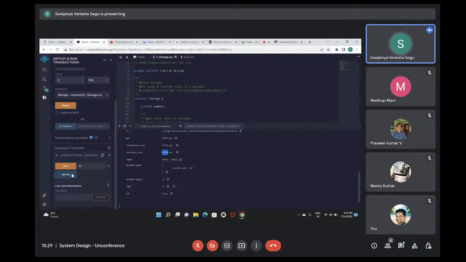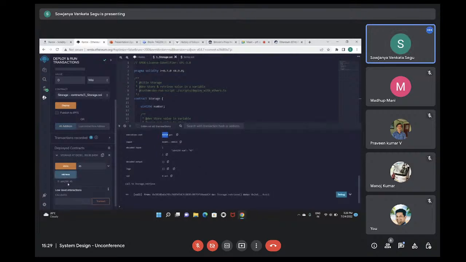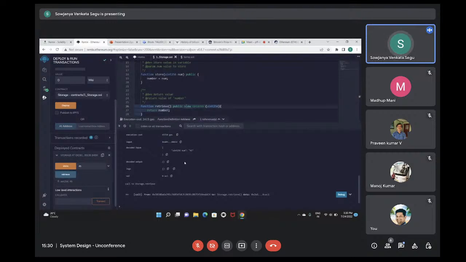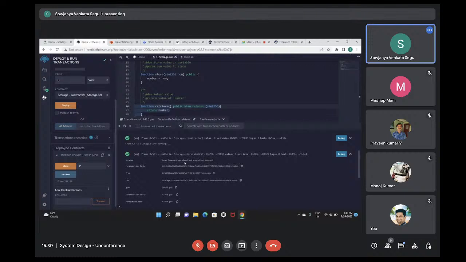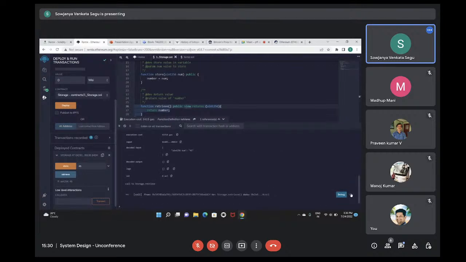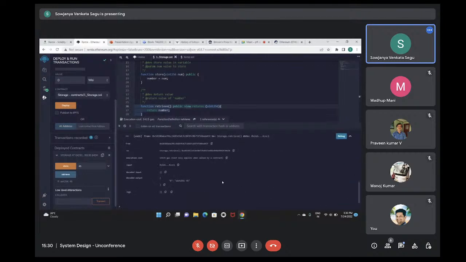And when I say retrieve, I see the value. Retrieve is of type view, so it won't cost us gas. Should not cost us gas. There is no gas here.